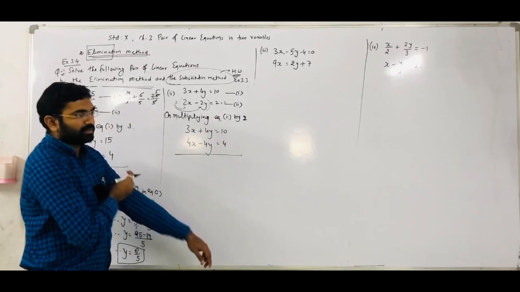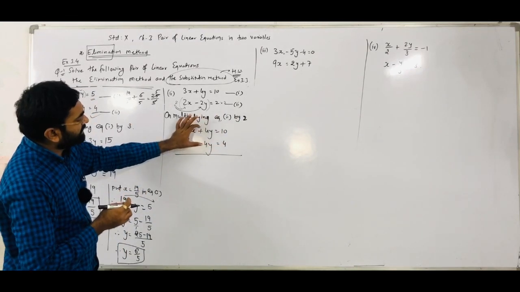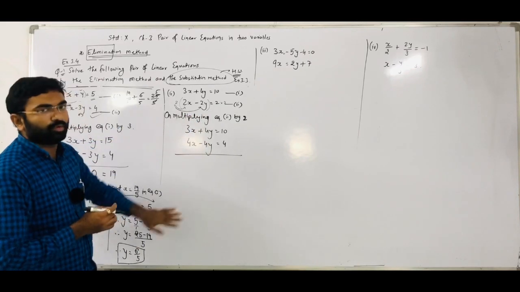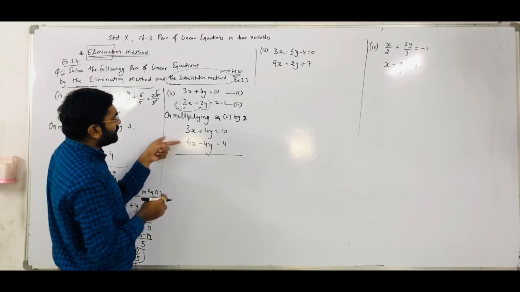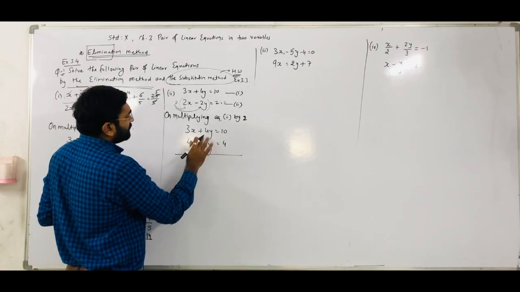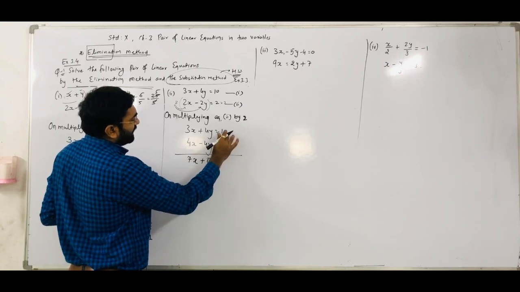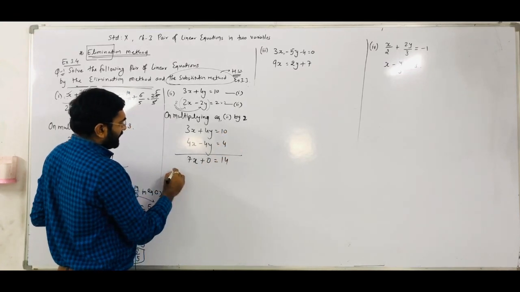Now apply the elimination method. Whatever the same term, its sign is different. So as I told you, whenever the sign is different, then you just have to add, right? So 3x plus 4x is 7x, plus 4y minus 4y is 0 only, 10 plus 4 is 14. X value we have to find.